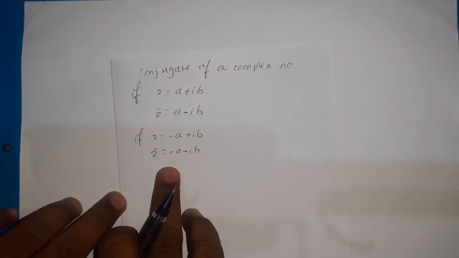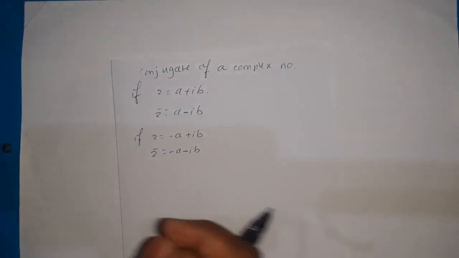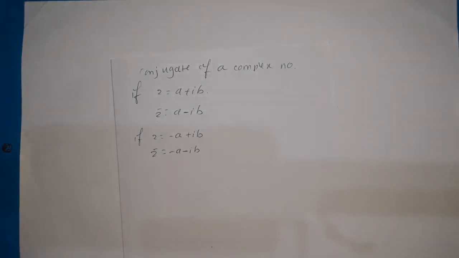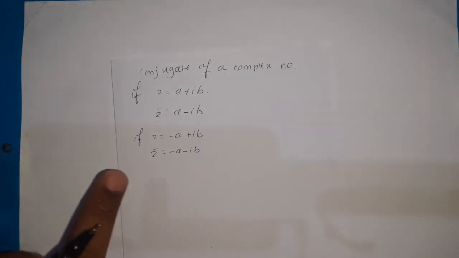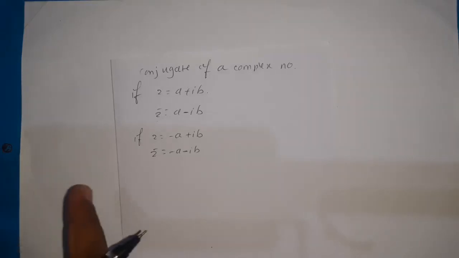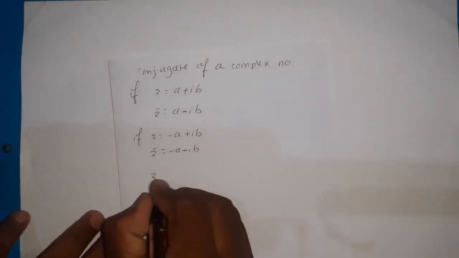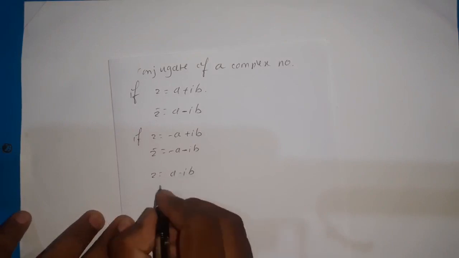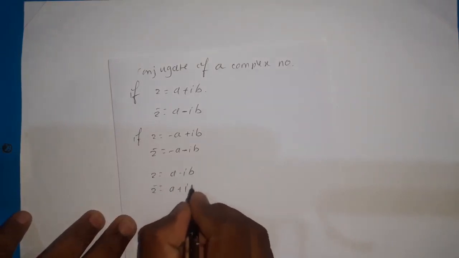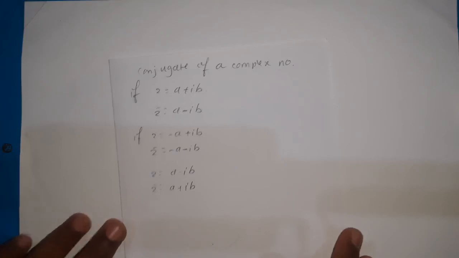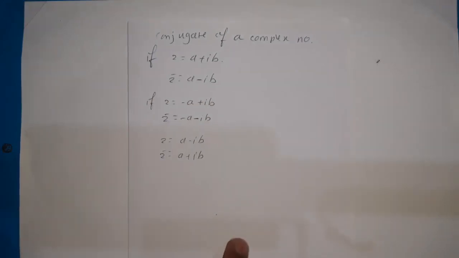Means whenever we write the conjugate of any complex number, we concentrate only on the imaginary part of the given complex number. If it is negative, then make it positive, and if it is positive, then make it negative. And suppose z is equal to a minus ib, then z bar equal to a plus ib, the opposite sign of the given imaginary part.